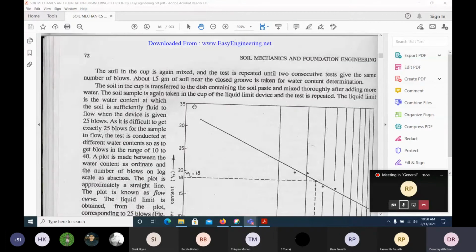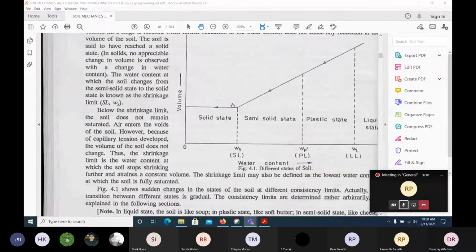What is the liquid limit? We have seen that here. This is the liquid limit. After that, it will be in a plastic state. That means we can mold it now. This water content is 18% for that soil, whatever we have shown in that.